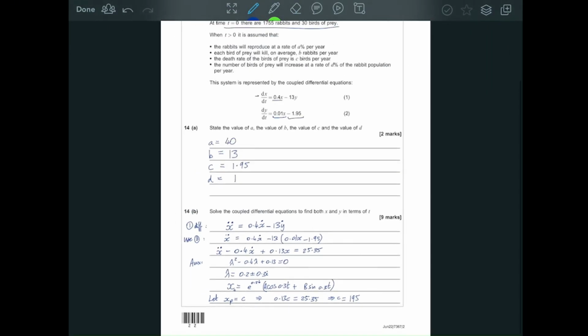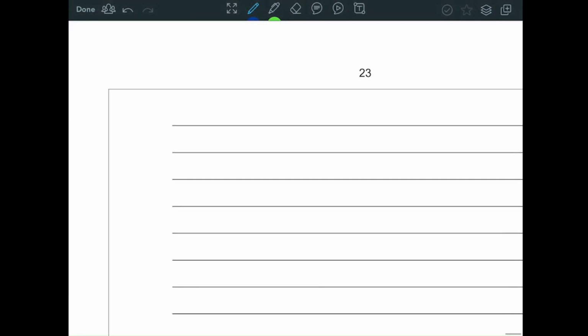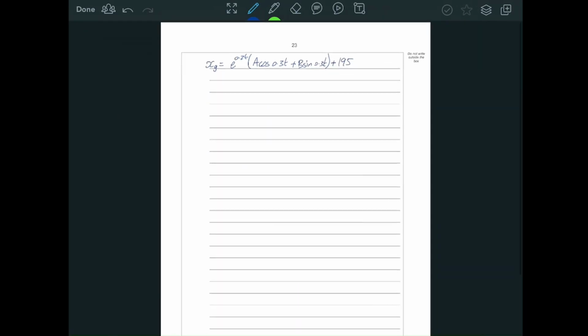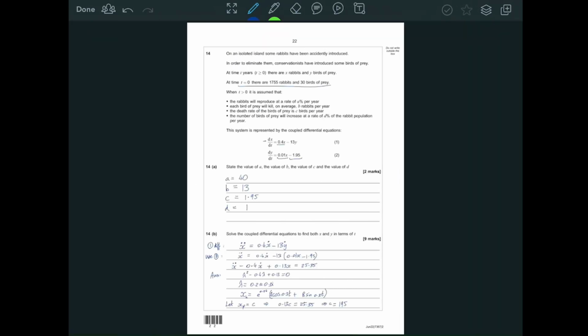So my general solution is going to be e to the 0.2t (a cos 0.3t plus b sine 0.3t) plus 195. So now I can try and use my initial conditions. I do still need to find my y. Do I want to do that before or after I start playing with things? I probably want to do that before.